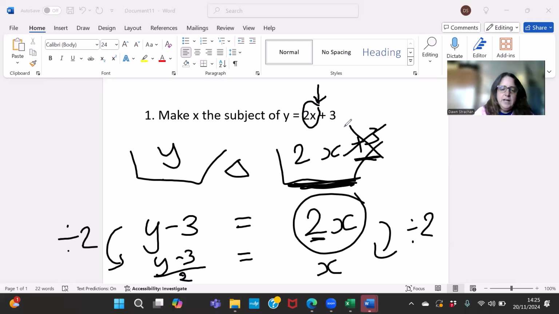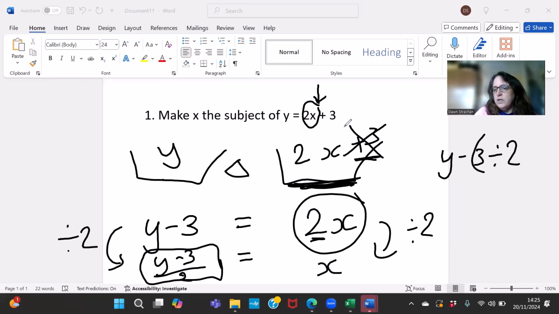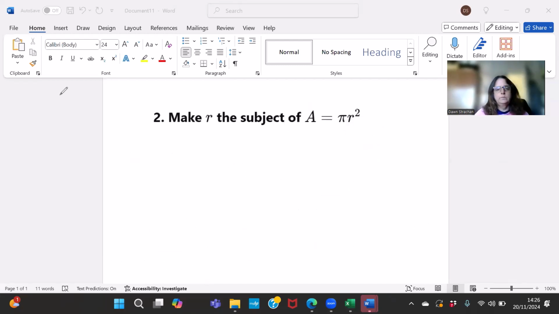And by writing it like that, it means that everything on that side is divided by 2. Whereas if I just write y minus 3 divided by 2, what I'm actually doing is just 3 divided by 2 and then y minus the 3 divided by 2, which would be wrong. So make sure you have it as (y minus 3) divided by 2. Okay, I hope that makes sense for the first one.